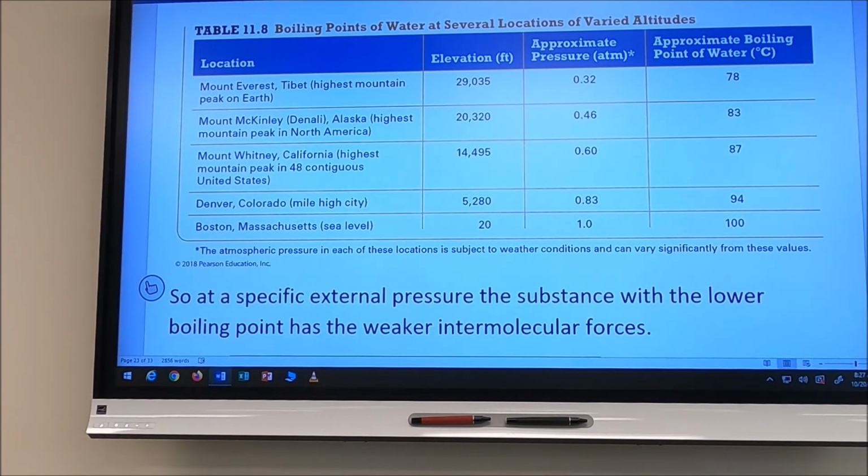But you can see elevation makes a difference. External pressure changes the boiling point. So at a specific external pressure, the substance with the lowest boiling point has the weaker intermolecular forces. You can see how external pressure affects things.